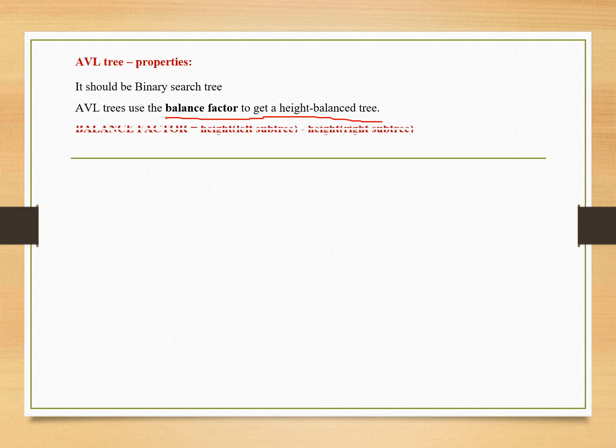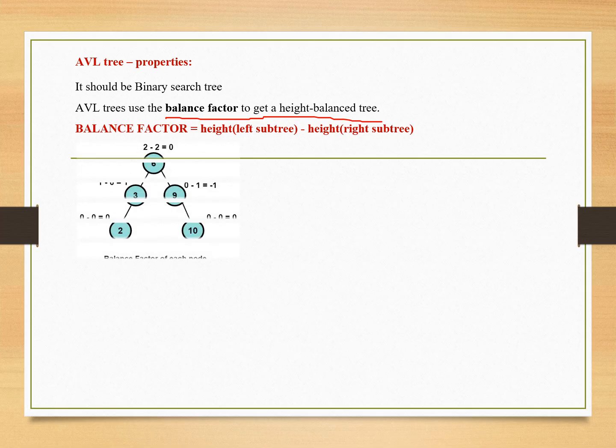So what is this balancing factor? It can be found by subtracting the height of the right subtree from the height of the left subtree. Height of left subtree minus height of right subtree will give you the balancing factor. The permitted values for the balancing factor are -1, 0 and 1. Only these values are permitted. If you get any other value apart from these three, then the tree is said to be unbalanced, and that is not an AVL tree.